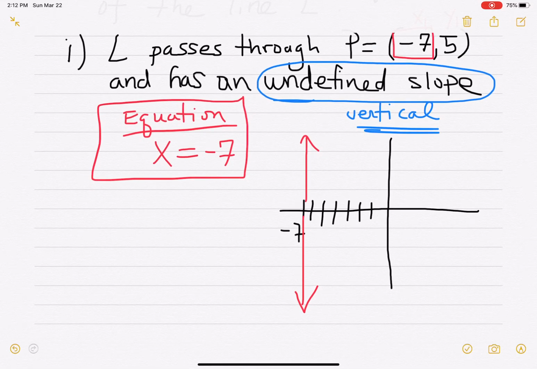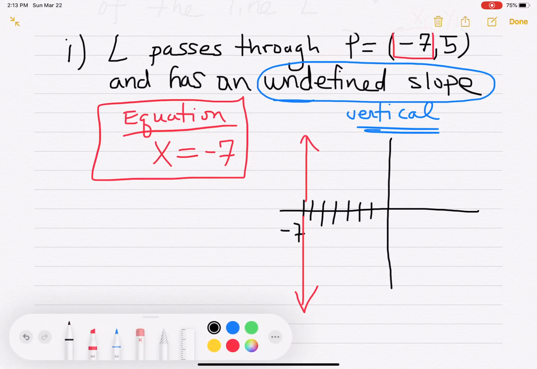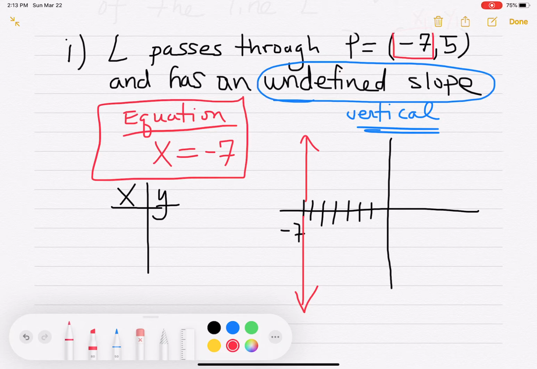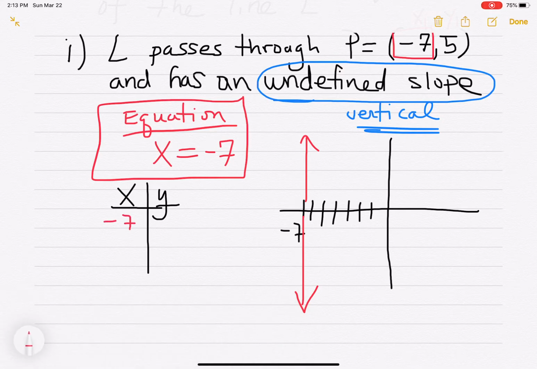Now let's actually think about that in terms of an XY table, a table of values, right? We can think about it in that context. If I did a table of values, an X column and a Y column, I could put -7 in for X always. -7, -7, -7, -7. And it doesn't matter what y is, right? We just know that x is always negative 7. Y can be anything. You can put like negative 2, negative 1, 0, 1, and 2 for y.